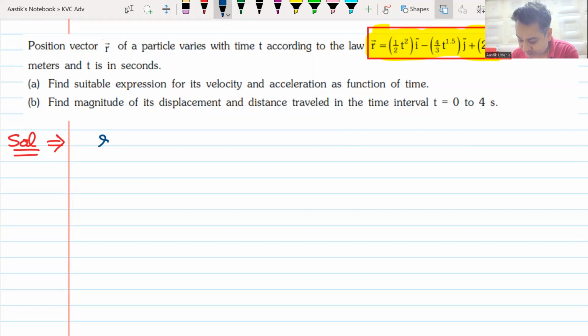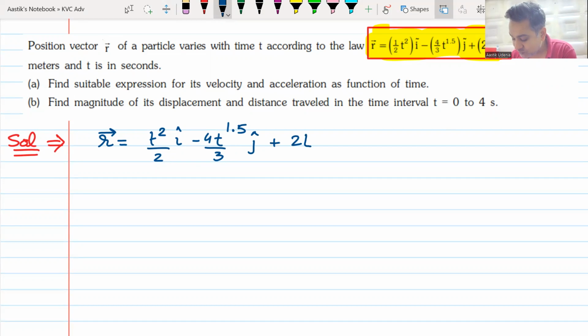I am given the r vector. The position vector is a function of time: t squared by 2 i hat minus 4 by 3 t raised to the power 1.5, plus 2t k. Now it is given in this way for a particular reason, and once we solve the entire question, you will understand why it is 1.5. Just have some faith. Yes, what is the next step?